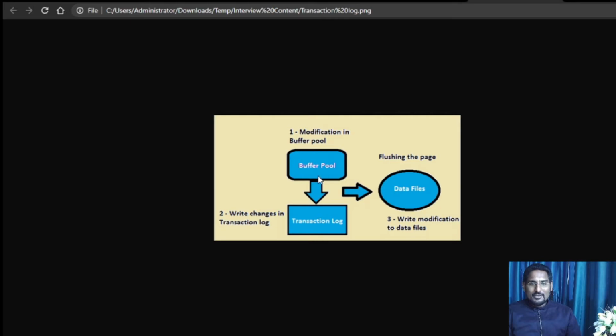This is how the buffer pool, the log cache in the buffer pool, the transaction log, and the data file work together, and they make sure that the data continues to move between the buffer pool and the data file, right? The transaction log plays an intermediary role for the data transfer between the buffer pool and the data files on the hard disk.